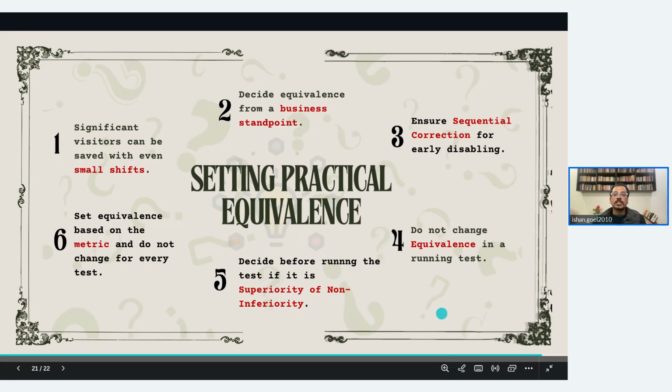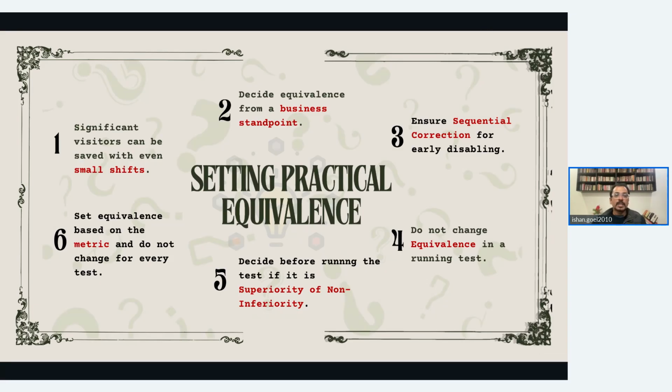Okay, wonderful. So setting practical equivalence: significant visitors can be saved even with small shifts. Even shifting the null hypothesis by a small margin will help you save a significant bunch of visitors. Why? Because sample size and the null hypothesis MDE essentially have an inverse exponential relationship. So you'll be able to disable much faster even with a small shift. So do not undervalue it. Even if you can set 1 or 2% for this practical equivalence region, you are good to go.